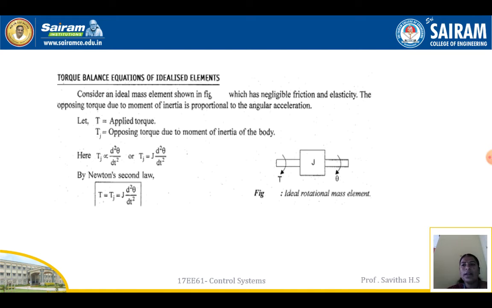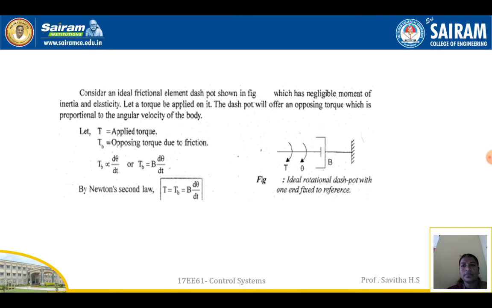So the torque balance equations for idealized elements are: consider a mass element shown in the figure which has negligible friction and elasticity. The opposing torque due to the moment of inertia is proportional to the angular acceleration. Therefore, T is the applied torque and Tj is equal to J into d squared theta by dt squared.